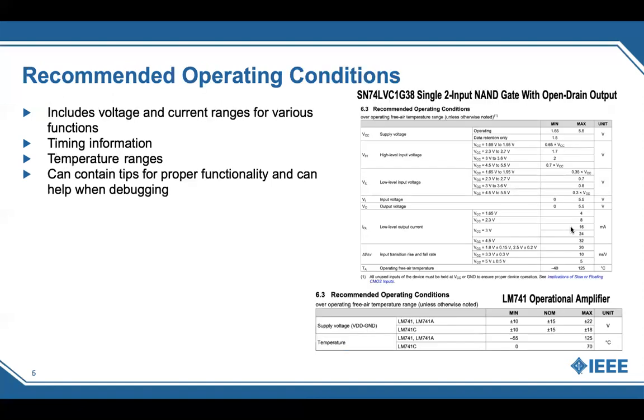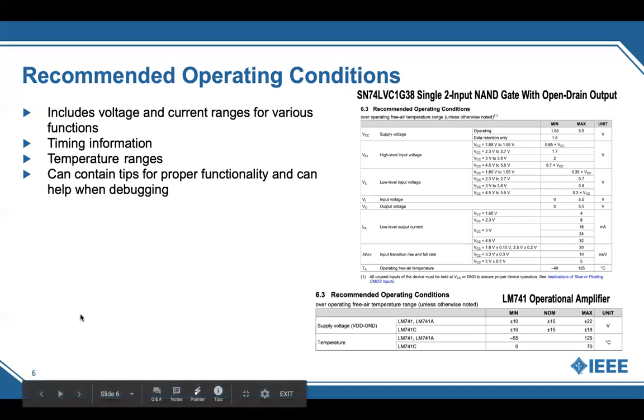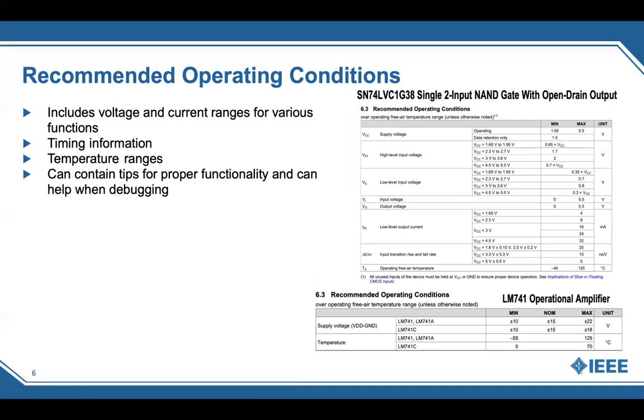One of the next things that you'll see on your data sheet is your recommended operating conditions. This is typically where you want your component to actually be working. This includes voltage and current ranges for various different functions. You can also see some timing information as well as some temperature ranges for which your component should be operating. And even the recommended operating conditions can contain tips for proper functionality, which can help when you're debugging.